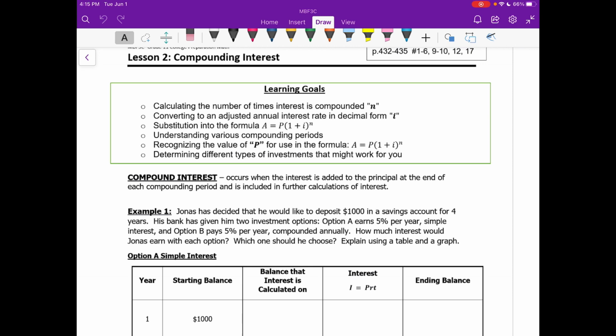You'll be able to understand various compounding periods. You'll be able to recognize the value of P and its use in the formula A equals P(1 plus i) to the power of n. And you'll be able to determine the different types of investments that might work for you.